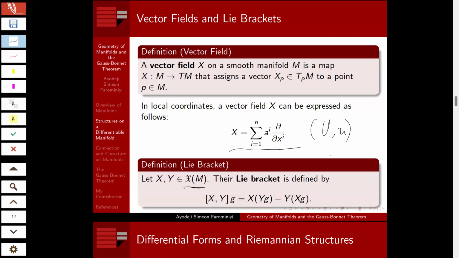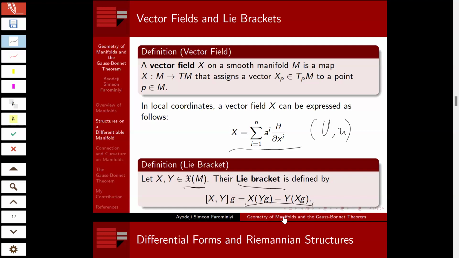There's a special way to get a vector field when we multiply them together, and that is the essence of the Lie bracket. The Lie bracket is a special way to multiply two vector fields and still get a vector field. It is defined as follows. In this way, we are sure that the Leibniz rule, the product rule, is still going to be satisfied.